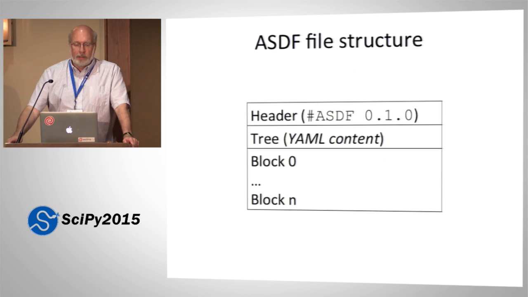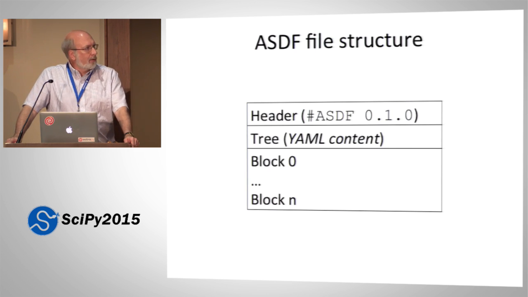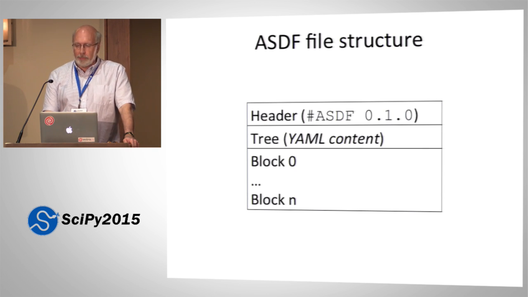So the next slide just shows a simple schematic that illustrates what I've been talking about. A file consists of up to three parts. The first part is a simple one line that indicates that it's an ASDF file. It's followed by the YAML content, which we call the tree, and it's followed by an arbitrary number of binary blocks. I'm going to show a simple example.